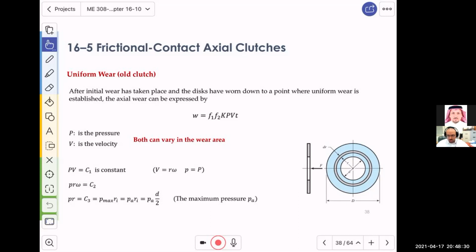So we have a wear which is equal to F1, F2, two constants or factors, multiplied by K, which is the wear factor related to the material itself. Then we have the pressure multiplied by the velocity multiplied by time. Now what you need to understand is that the pressure, P, and the velocity will vary along the wear area. It makes a lot of sense.